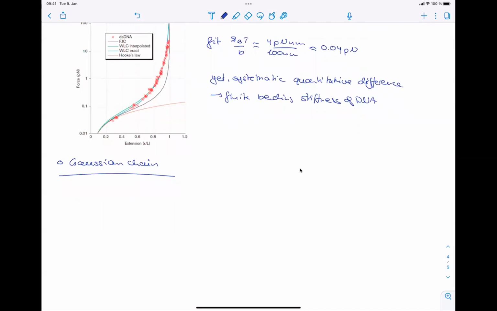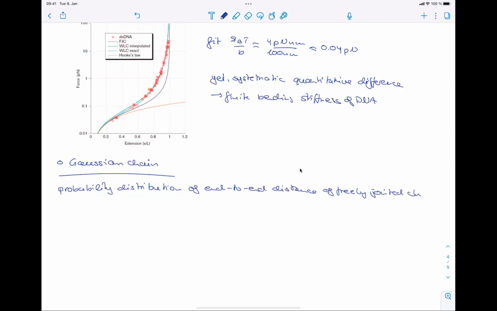And it all starts with the probability. It's a reminder of the probability distribution of these entropic springs, of the end-to-end distance of the freely jointed chain, where we had P of R being, which we used in the beginning of today's class already, (3/(2π n b²))^(3/2) times exp(-3R²/(2 n b²)).